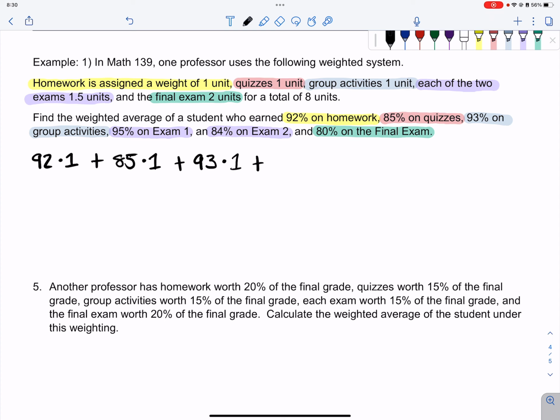And then their first exam, they got a 95%. And the 2 midterm exams are given 1.5 units each. So this 95 gets multiplied by 1.5.